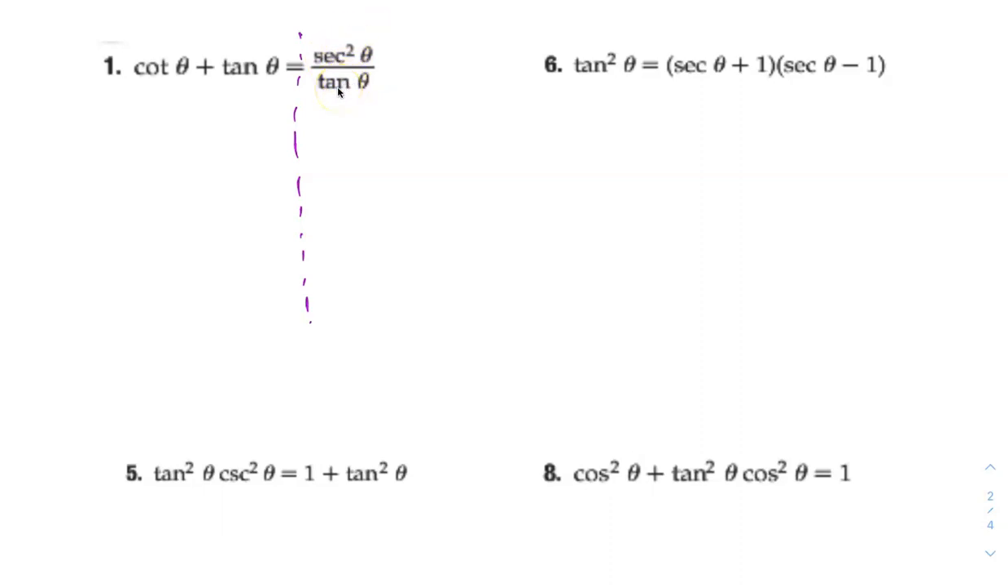So remember the trick I used to do? If it's on the bottom, you can flip it to the top by doing its reciprocal function. So it's the same thing as saying secant squared theta cotan theta. Now where does that get me? Well, these are still not the same. So I gotta work a little bit more. So lots of ways to do this.